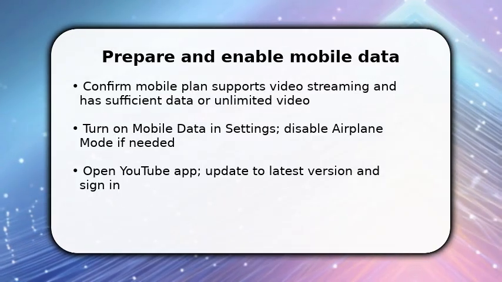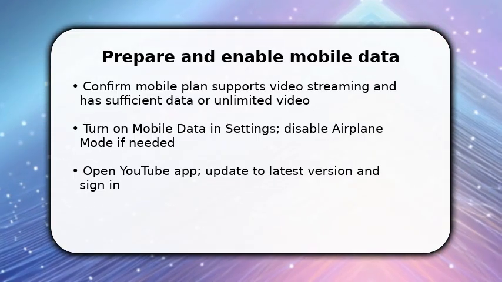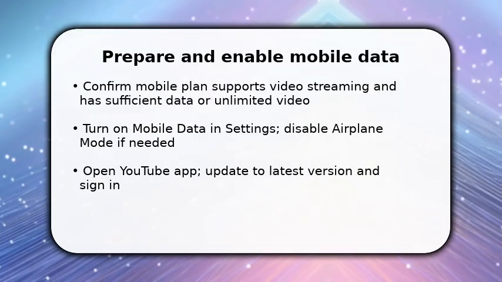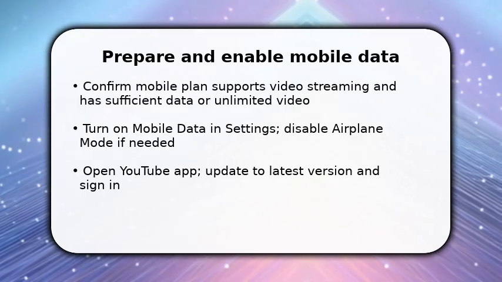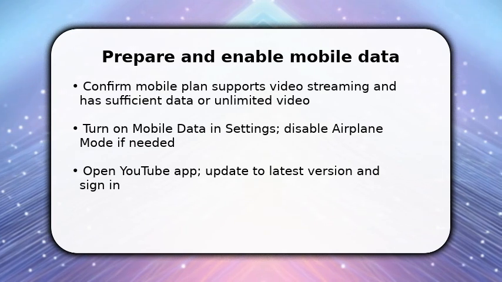Next, update and launch the YouTube app so you have current features and security fixes. Make sure YouTube is signed in to keep preferences and download settings synced. These steps get your device ready immediately, so you can proceed to app-level data permissions and playback options.